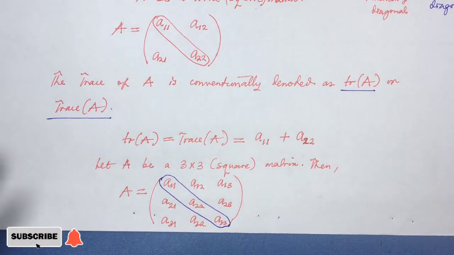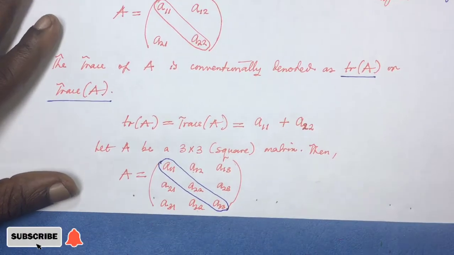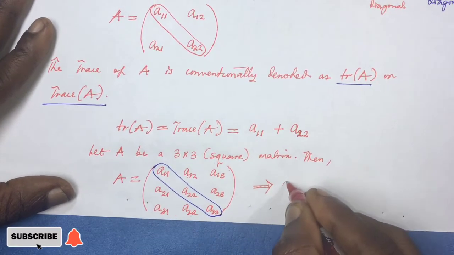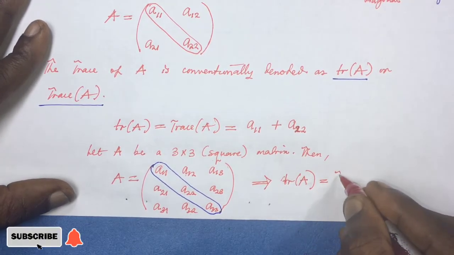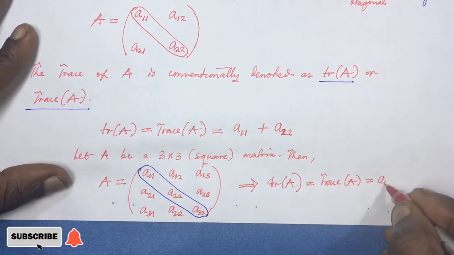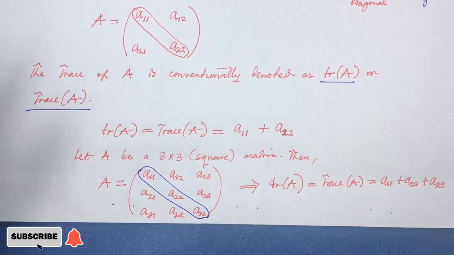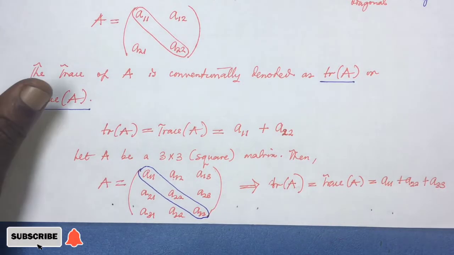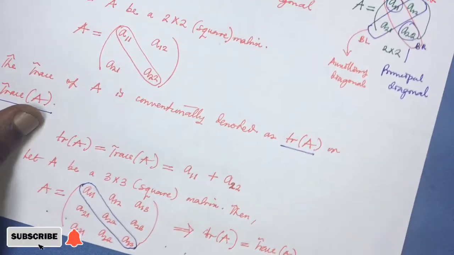Now, the trace of a matrix is you adding the elements along the principal diagonal. And in this case, what will the trace be? So the trace of this 3 by 3 matrix, written as trace of A, will give us A11 plus A22 plus A33. Okay, that will be the trace. So all you have to do to get the trace of a matrix is simply to add its principal diagonal elements.